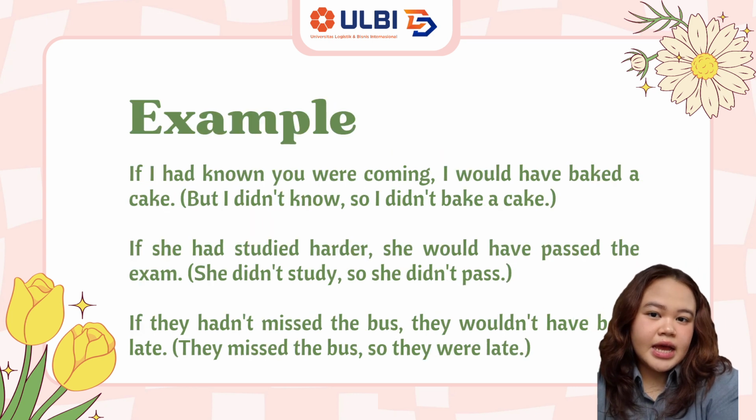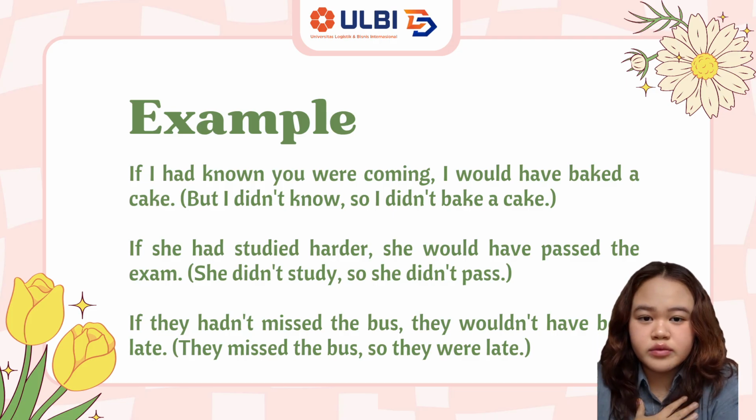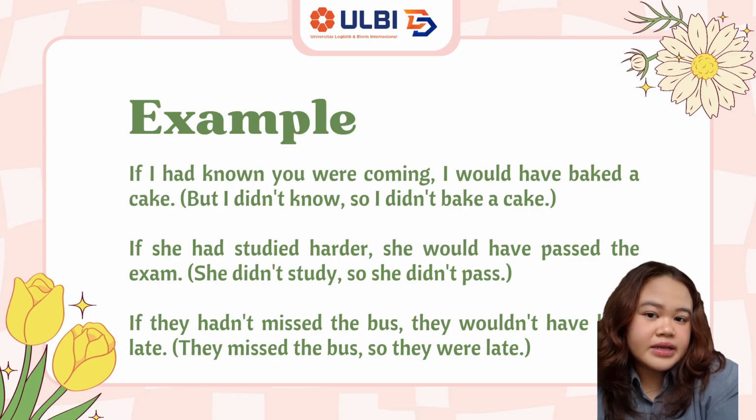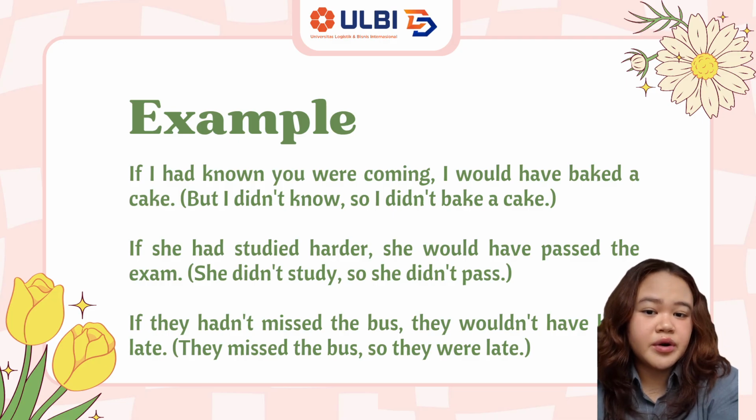For example, if I had known you were coming, I would have baked a cake, but I didn't know, so I didn't bake a cake. If she had studied, she would have passed, but she didn't study, so she didn't pass. If they hadn't missed the bus, they wouldn't have been late, but they missed the bus, so they were late.